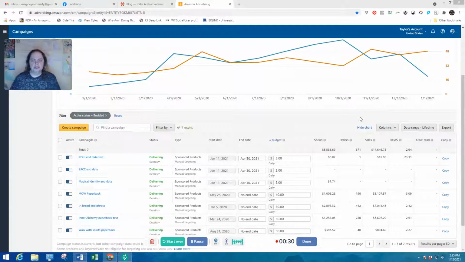So this is a tricky topic because when you're running online ads, and in this case we're talking about Amazon ads, naturally the question that comes up is, well, how long should I keep these things running? How do I even determine how long to keep these things running?